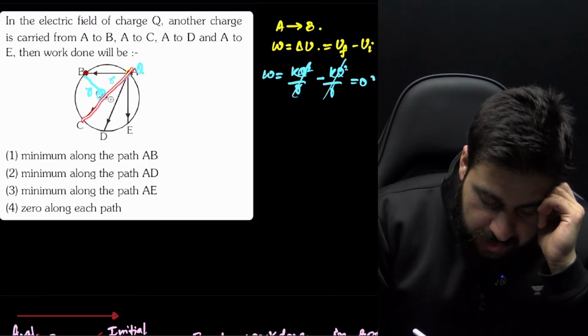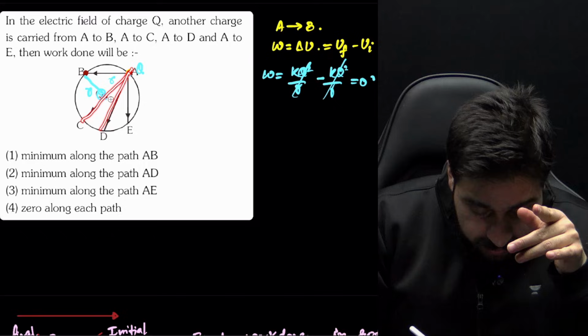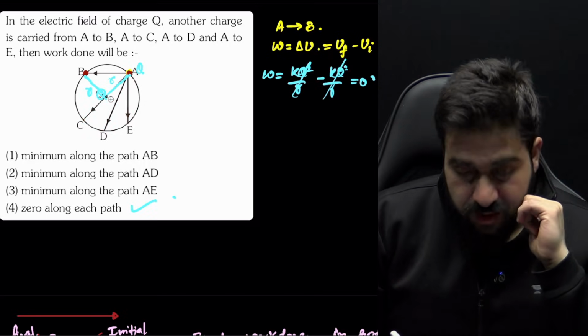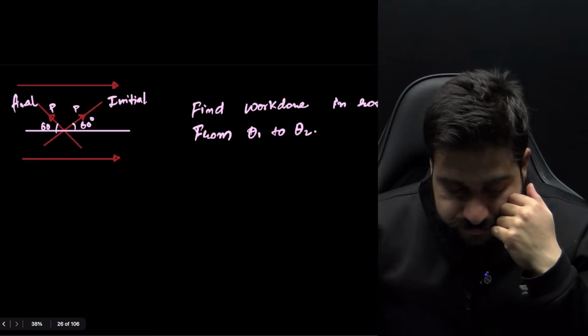Even by using the same approach, along AC it will be 0, along AD it will be 0, along AE it will be 0. So I can say work done along all the paths is 0.